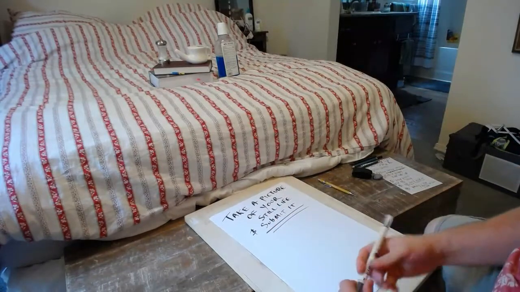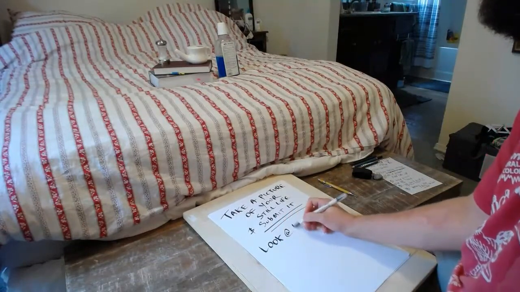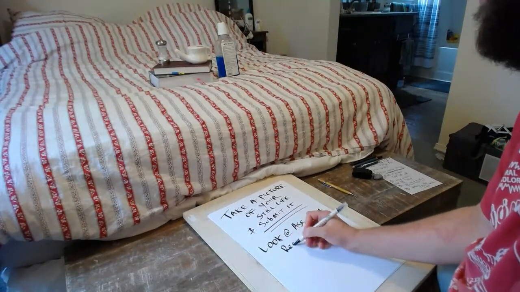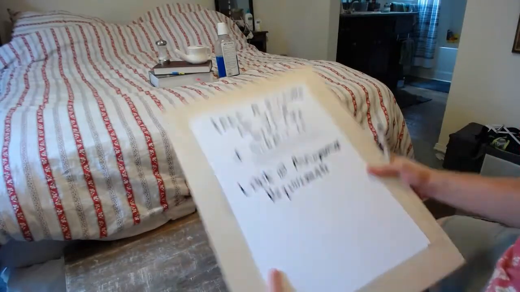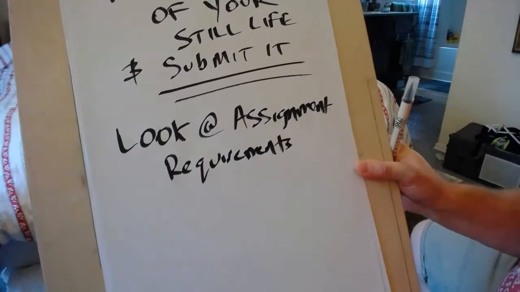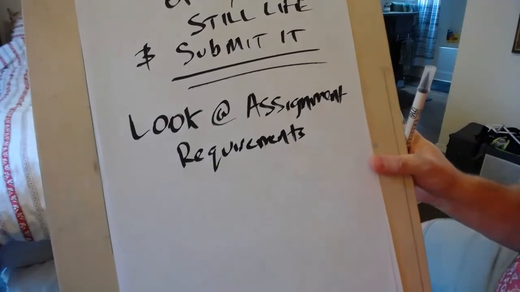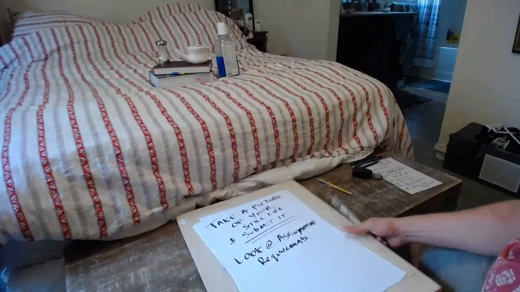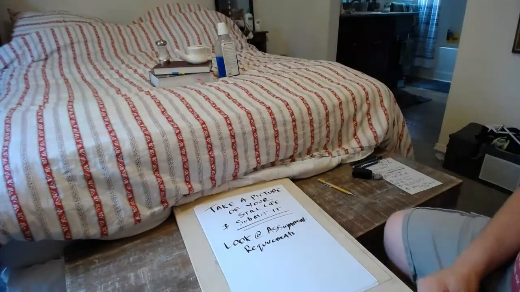This is part of that, is you need to look at the assignment requirements. Why am I saying that? Because I've noticed some of you are submitting random things that aren't totally fitting what we've been looking for, what we're talking about. So if it says it's a still life with at least 3 objects, then you need to have at least 3 objects in the still life.